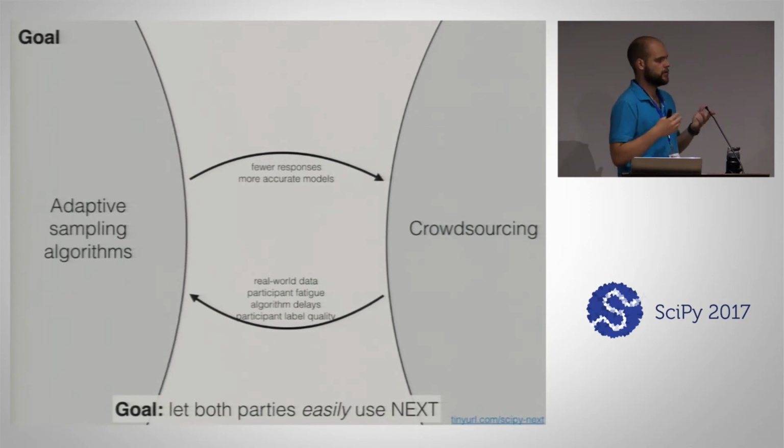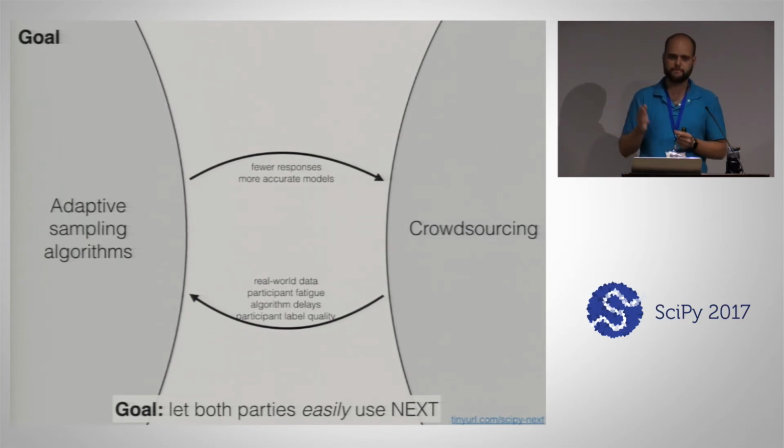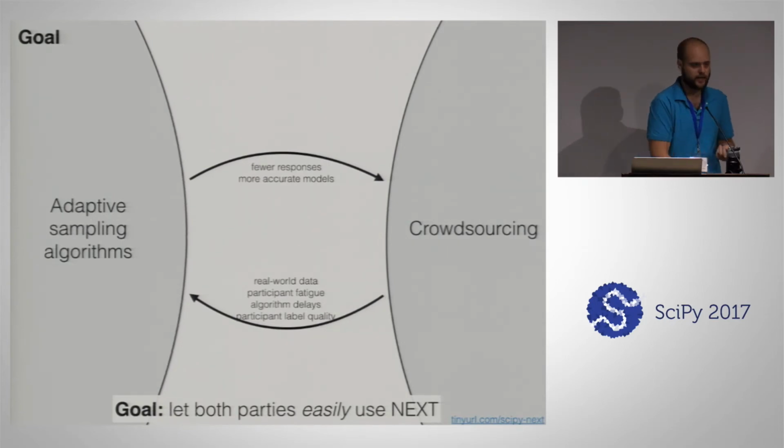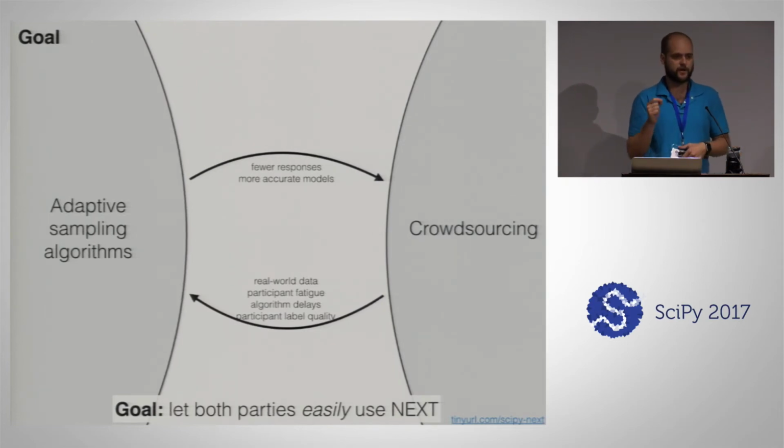So we had some collaborators. We study adaptive algorithms, and we had some collaborators in psychology that use crowdsourcing, and we wanted to enable some feedback loop. We wanted to tell them, hey, you need fewer responses, and they could tell us, hey, here's the data we see and the problems that we see with it. This is important because arguably some of the deepest insights and greatest innovations have come through experimentation. We want to enable this.